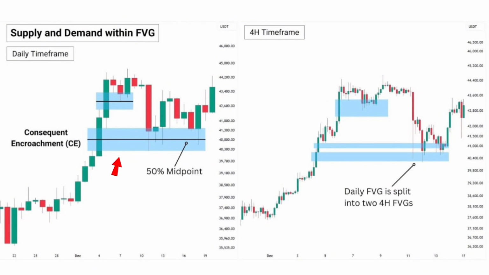The price should not close below the CE in order for a successful bounce or rejection to be considered. Additionally, using a lower time frame to find a smaller FVG within a larger one can help provide refined entries.